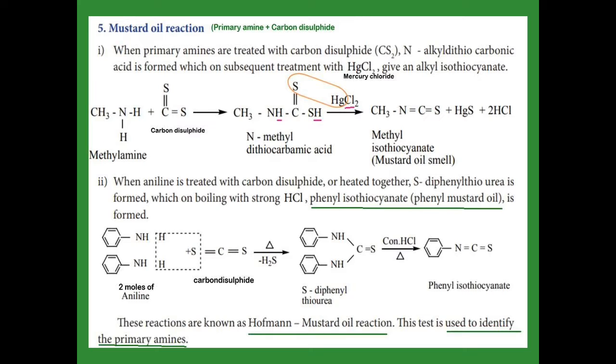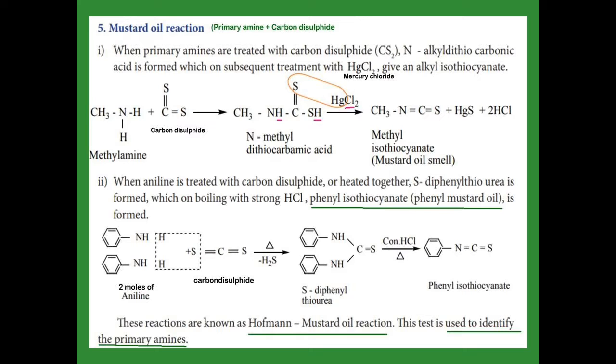That is called methyl isothiocyanate. Thio means sulfur. Isocyanate means NC is called isocyanate. Here NCS is called isothiocyanate. It has a mustard oil smell, so it is the mustard oil reaction.